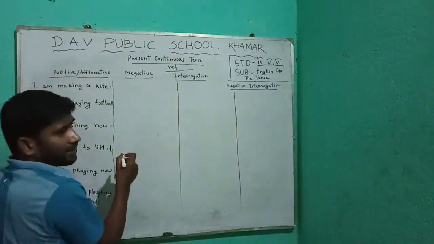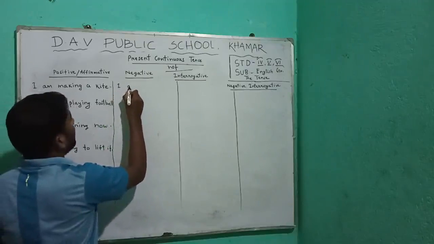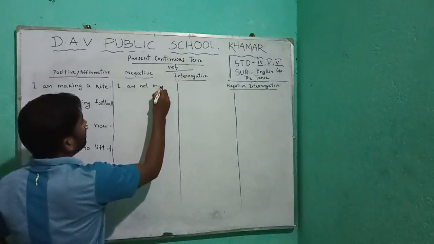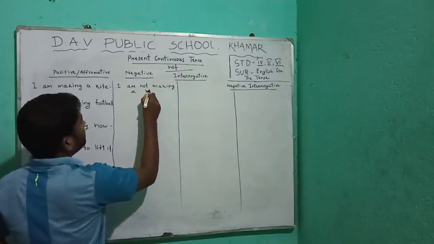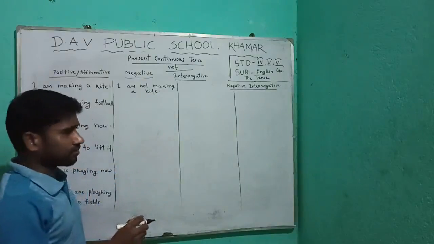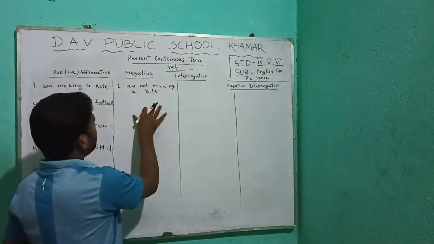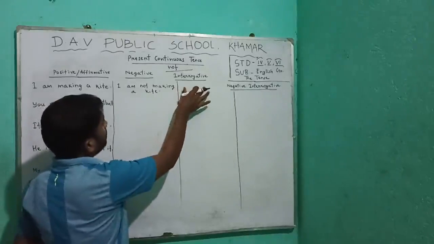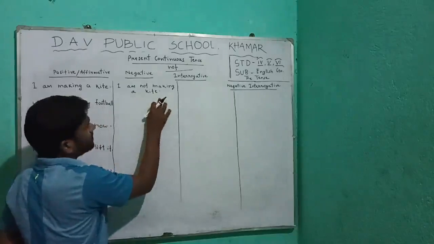Okay, I am making a kite. So it will be, I am not making a kite. Yes or no? Then in interrogative, so what we need to do to find out the interrogative sentence of this particular one?